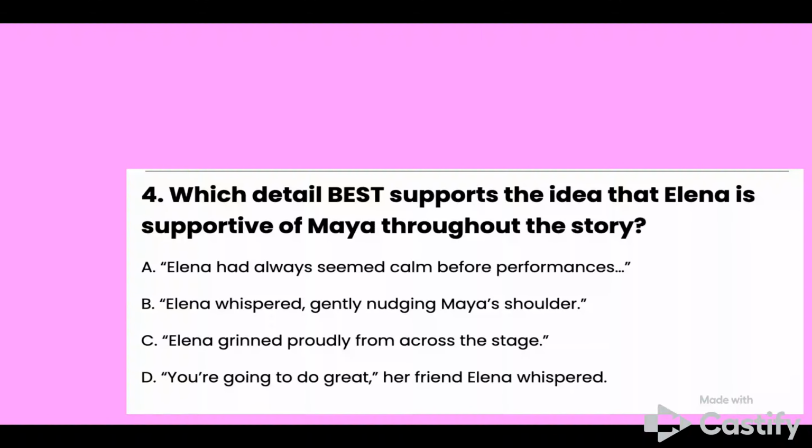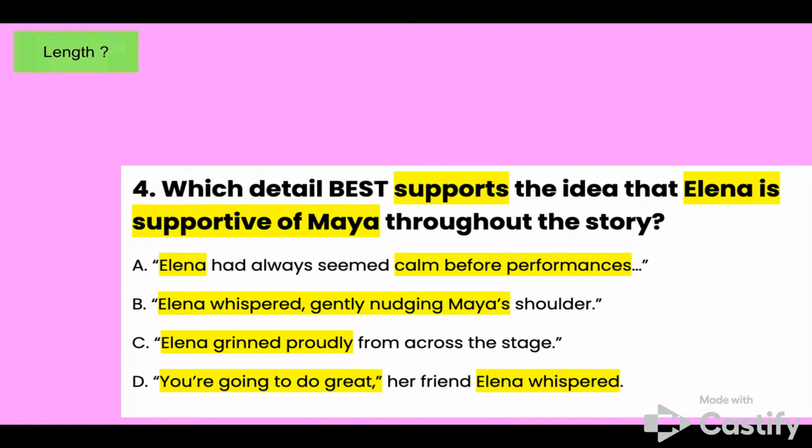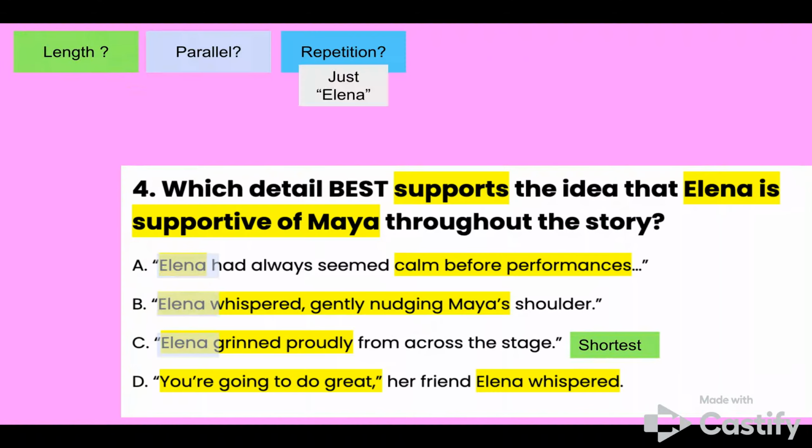Again, the point of all of this is to practice the test-taking strategies so we can apply them to any text. All right, 4, same thing. This one's the shortest rather than the longest. Parallel, 3 begin the same way. Elena this, Elena that, Elena this. D is different. Repetition, just Elena multiple times.